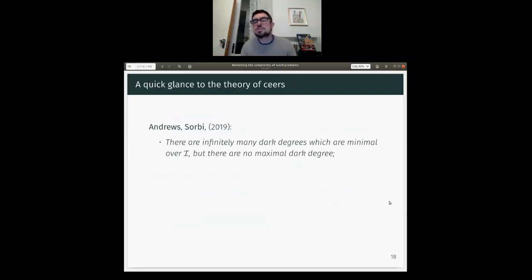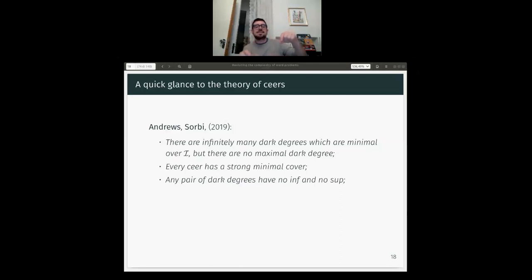They also proved many things. I will very briefly mention a few of them just to give you a flavor of this theory of equivalence relations. There are infinitely many dark degrees which are minimal over Id, but there is no maximal dark degree. Every equivalence relation has a strong minimal cover, and of particular importance for the theory are those that have exactly one strong minimal cover. These are called the self-full equivalence relations. In particular, in order to falsify being a lattice, it's enough to take any pair of dark degrees. They have no sup and no inf. Notice that this is a special property of these equivalence relations.